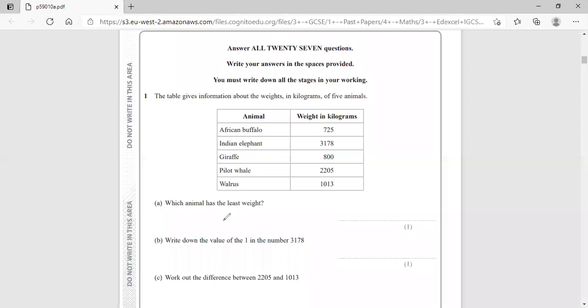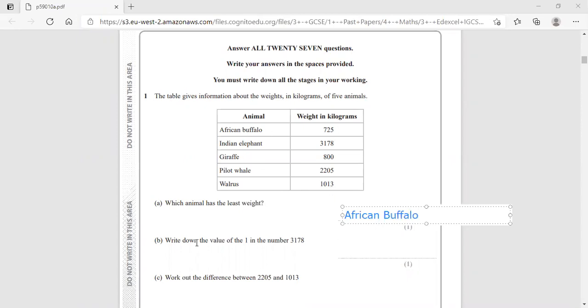So the first question says, which animal has the least weight? So that means which animal weighs the least. So we need to look at all the values and see which number is the lowest. So this is quite an easy question. So as you can see from all of these, which animal weighs the least? And that is the African buffalo. So we'd write on the line the African buffalo. Okay, so the African buffalo weighs the least.